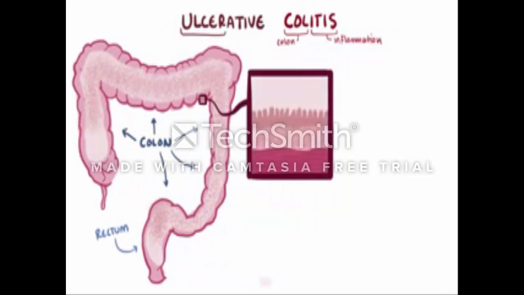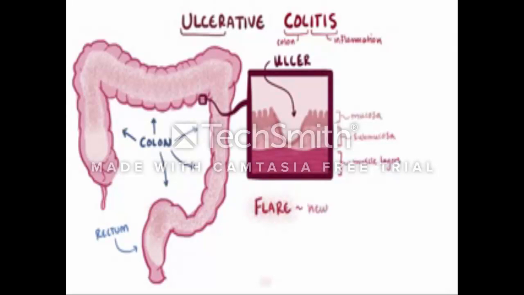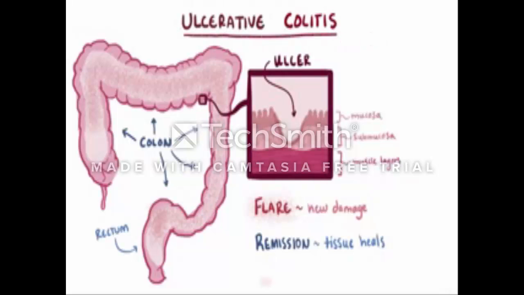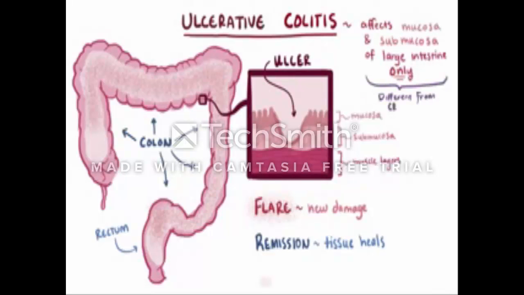These ulcers are spots in the mucosa where the tissue has eroded away and left behind open sores or breaks in the membrane. Sometimes there's a flare, which means that new damage has occurred, and then there are periods of remission when the tissue starts to heal up. Ulcerative colitis is actually the most common type of inflammatory bowel disease. Not that there are that many, but this one causes inflammation and ulcers in the mucosa and submucosa of the large intestine only, which is an important point that sets it apart from Crohn's disease, another inflammatory bowel disease.